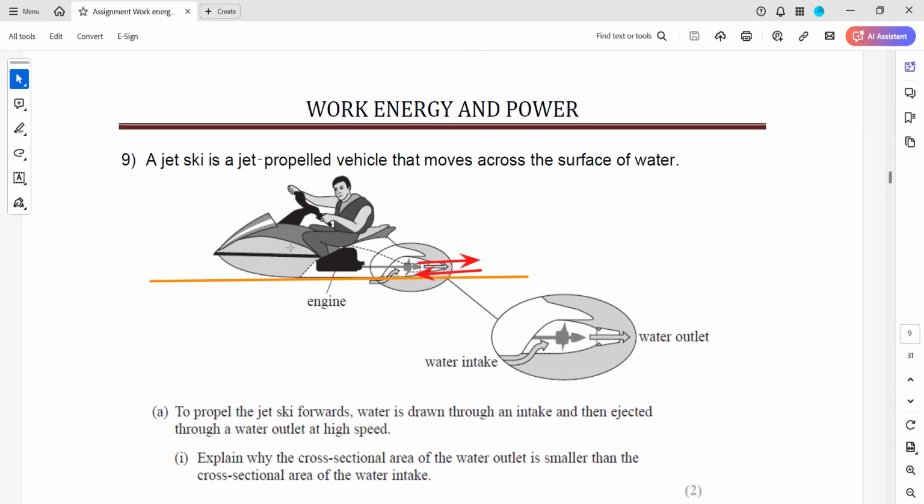As a result, there will be a resultant force on the jet ski, and that resultant force will cause an acceleration. So according to Newton's second law, there is a resultant force on the jet ski, and that resultant force causes an acceleration to this jet ski.